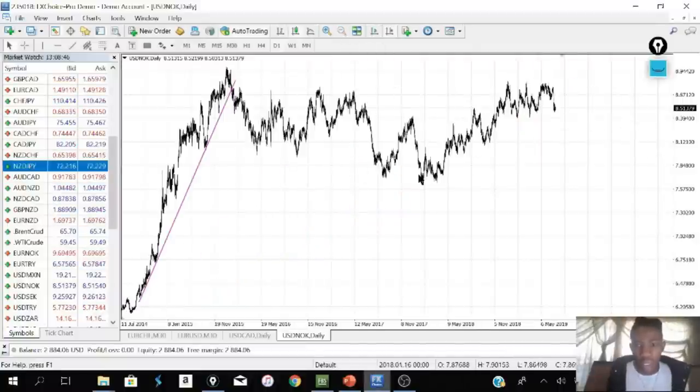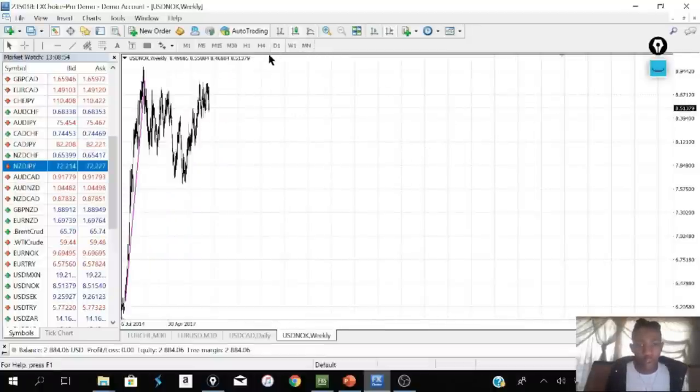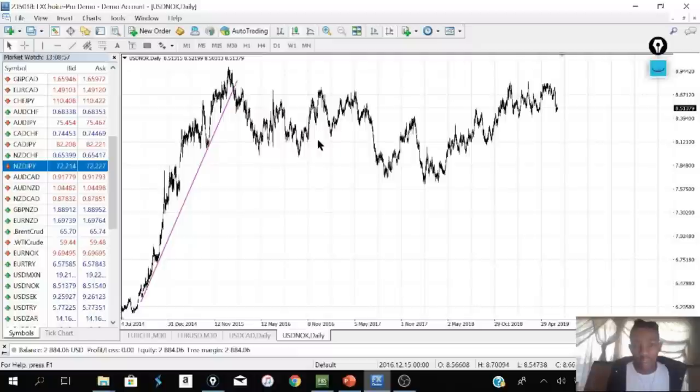When we start with an analysis, guys, first we need to use a higher time frame, right? You need to see the overall picture. You can start from weekly to monthly. I'm just going to go daily here because it's an even clearer picture. What we need to do first is start with our support and resistance.